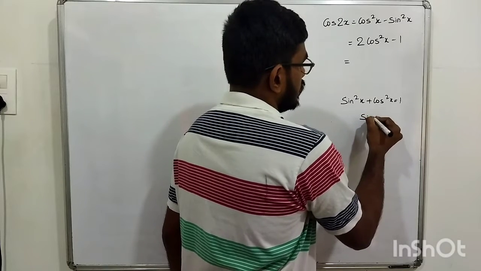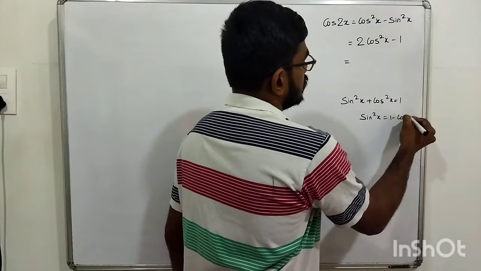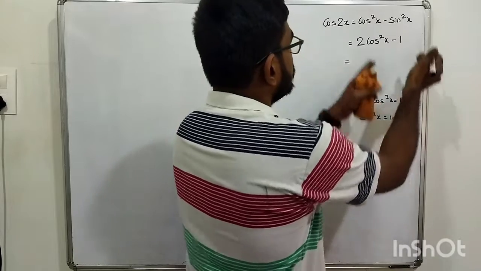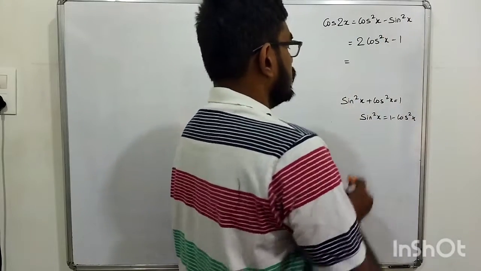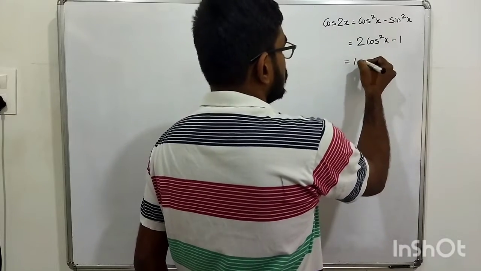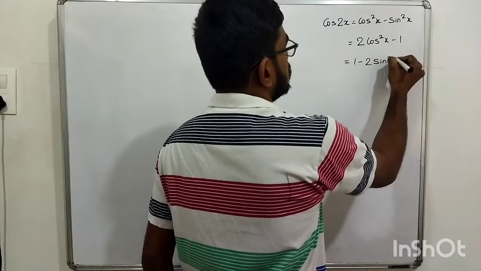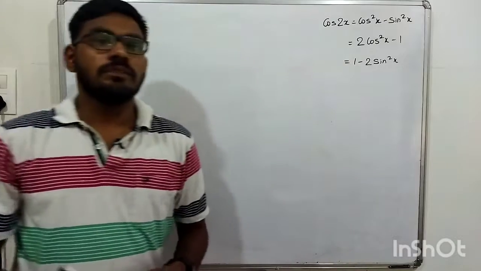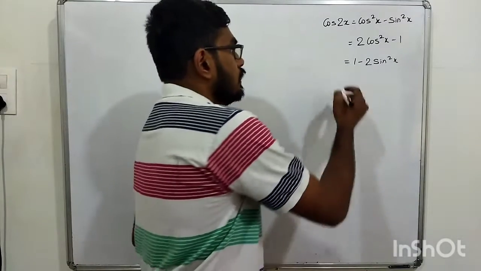So sin square x I can write as 1 minus cos square x, and this I can substitute here and simplify and get this. Similarly, if I substitute cos square x is equal to 1 minus sin square x, we get one more formula here: 1 minus 2 sin square x.